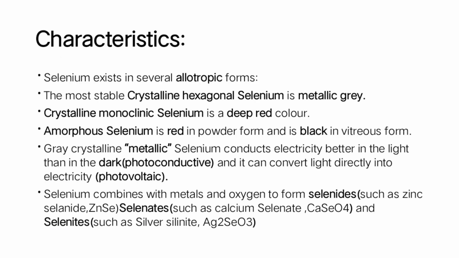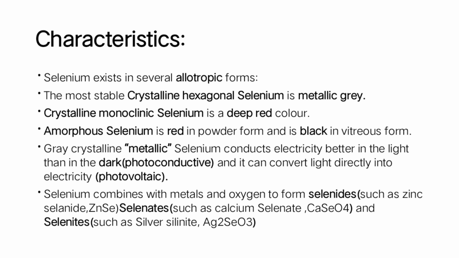Characteristics. Selenium exists in several allotropic forms. The most stable crystalline hexagonal selenium is metallic gray. Crystalline monoclinic selenium is a deep red color. Amorphous selenium is red in powder form and is black in vitreous form.